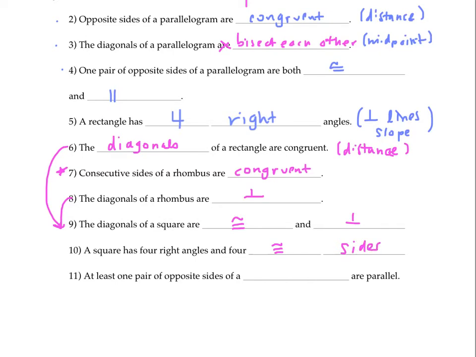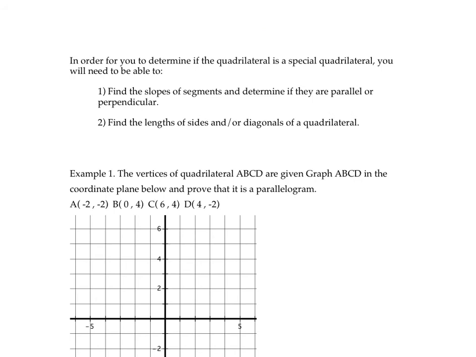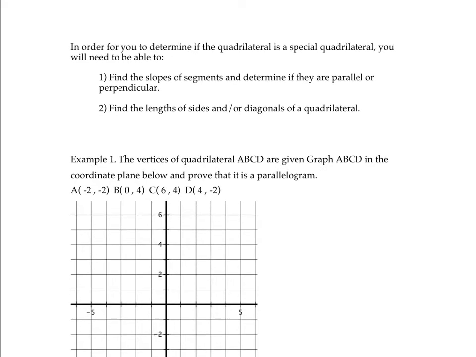And finally, number 11, at least one pair of opposite sides of a trapezoid are parallel. So if you use the slope formula and you prove that one pair of opposite sides are parallel, then you've got a trapezoid. So in order for you to determine if the quadrilateral is a special quadrilateral, you'll need to be able to find the slopes of segments and determine if they are parallel or perpendicular. And number 2, find the lengths of sides and or diagonals of a quadrilateral. So we're going to be using the slope formula and also the distance formula.